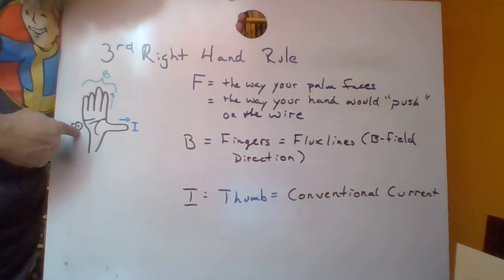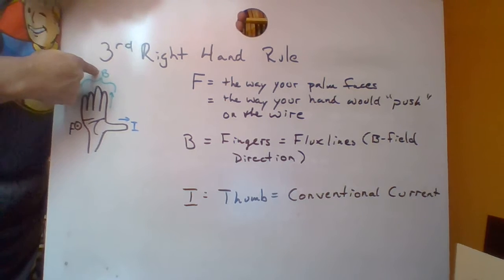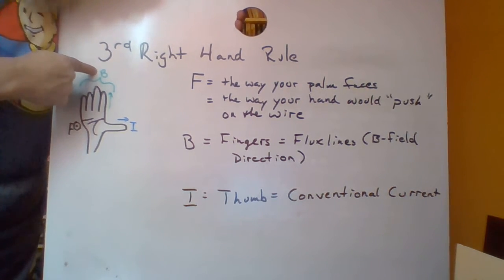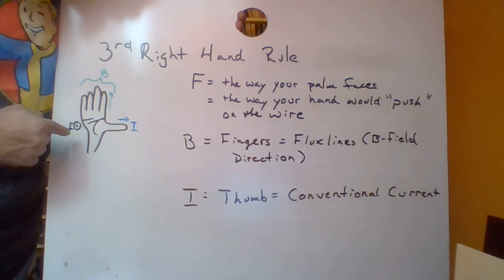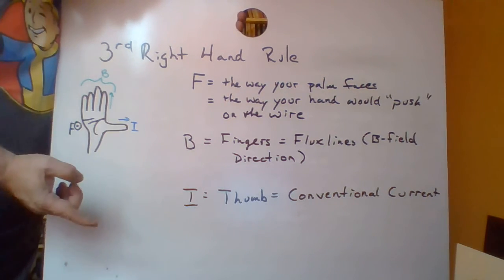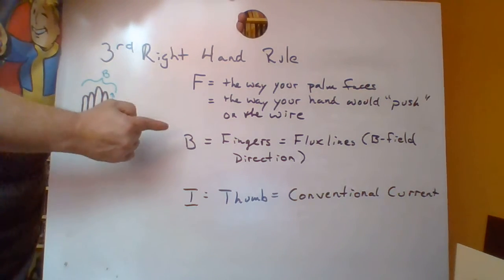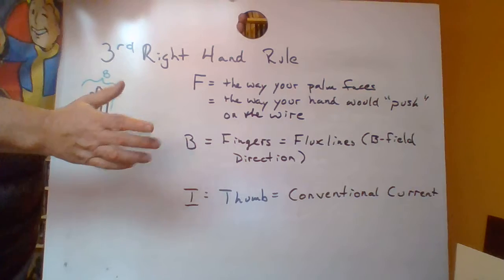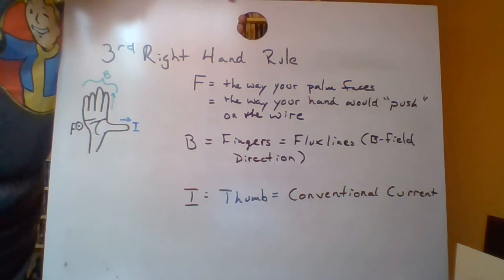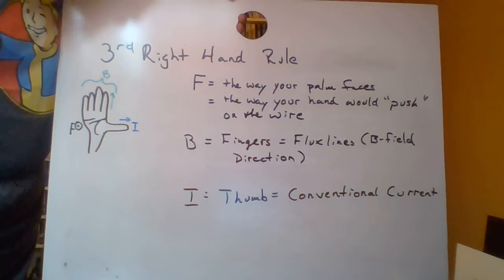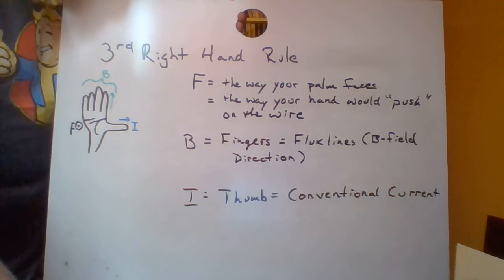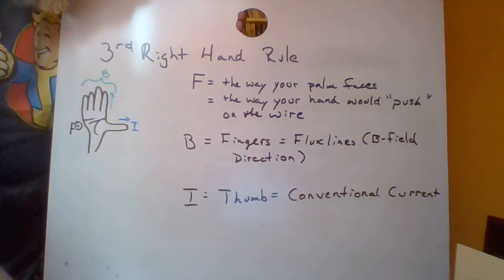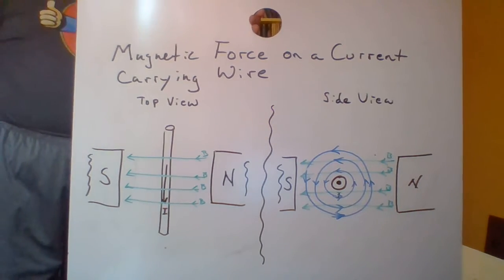So this is the force and the magnetic field that's causing it, interacting with the magnetic field of the current carrying wire. All right? So we're using the FBI rule to investigate how electromagnetism is happening. Yes, pun very much intended, of course. All right? So let me go back to that diagram and show you how to use the third right-hand rule with that diagram. Okay, here we go.